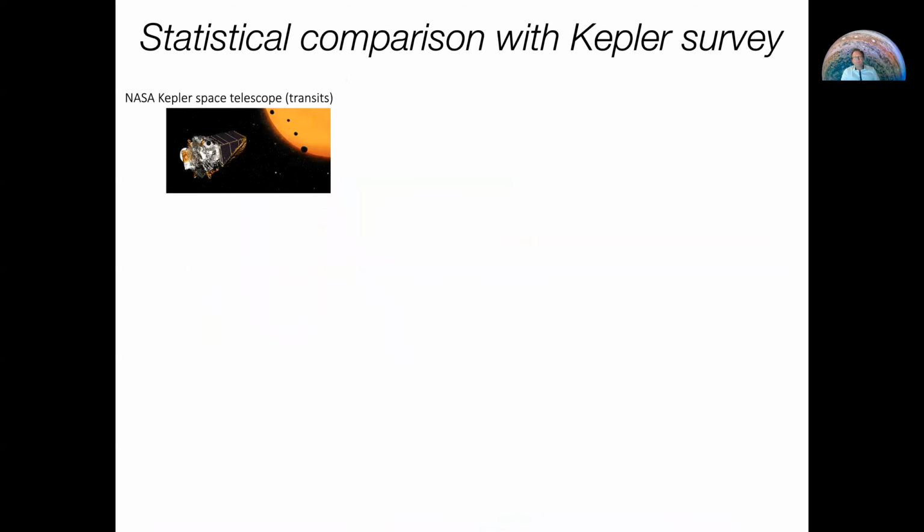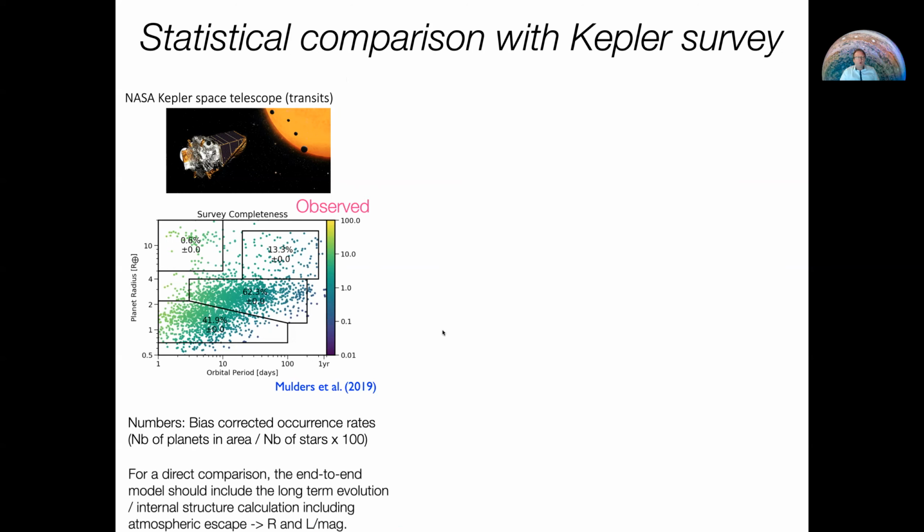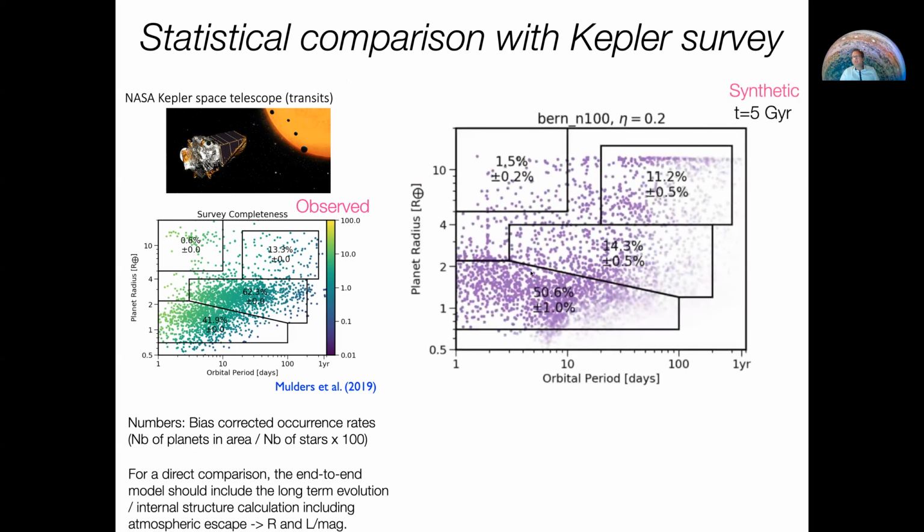Now let's move on. Comparison is the Kepler survey. It is, of course, one of the most important constraints also. And here, this is from a little bit an older generation of the models compared in Mulders et al. 2019. And here you have the observed period versus radius. And these numbers here are bias corrected occurrence rates, like for here below the valley, here above the valley, here warm or coldish giants, and here hot Jupiters. And this we can again then compare with the synthetic result.